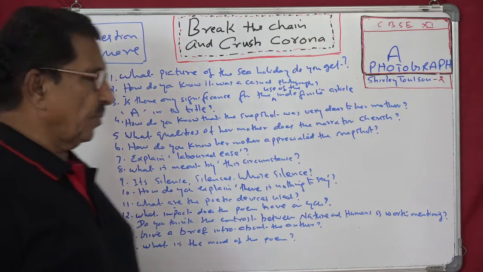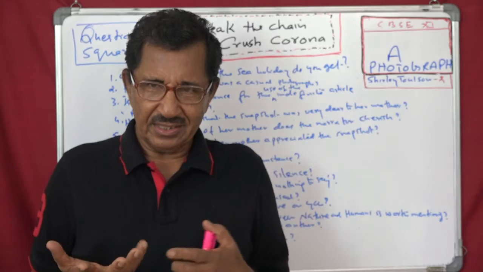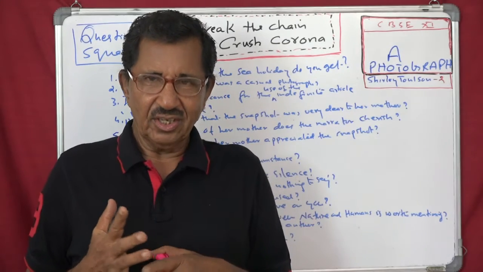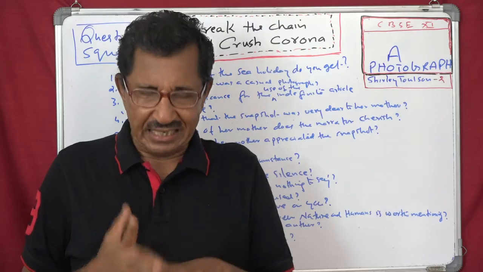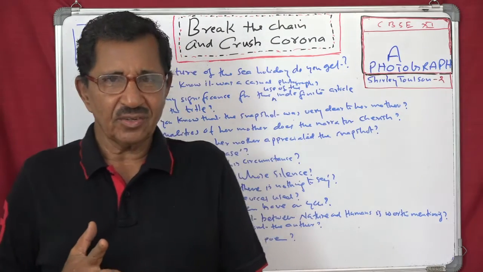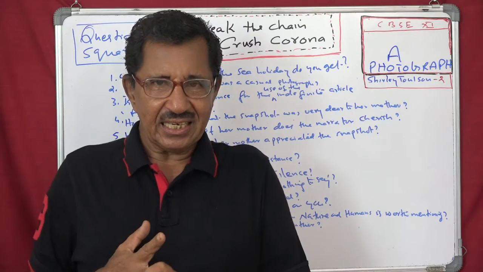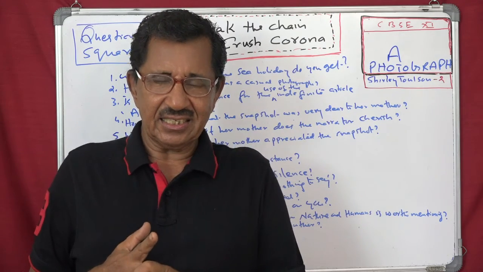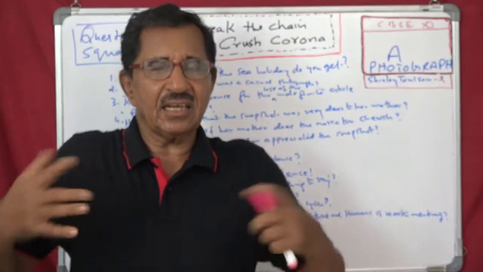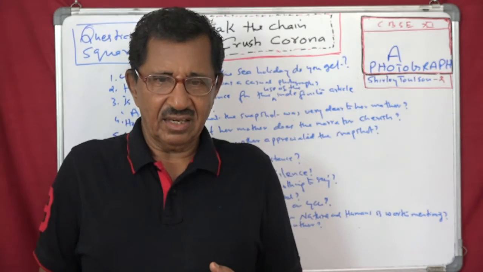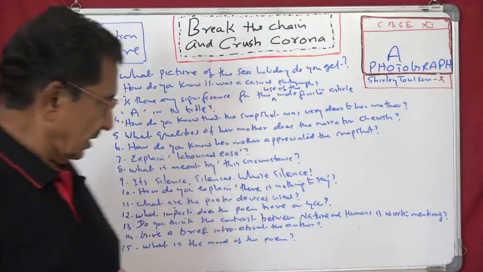What is the mood of the poem? The mood of the poem is, of course, nostalgia, bereavement and loss. Then resignation, the fate. The silence of these circumstances, silence also. And I told you about silence, silences is alliteration. So these are the things that you know.